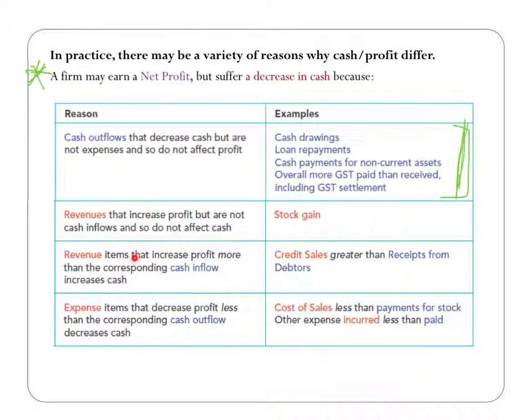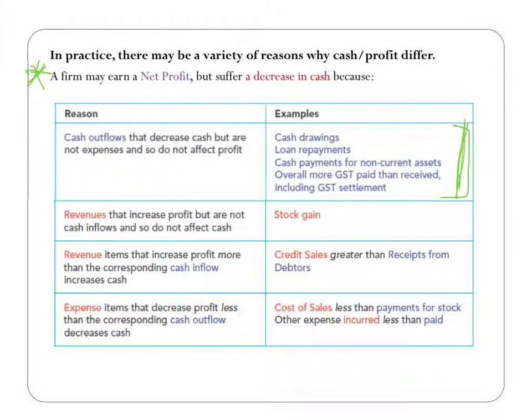All right, next line. Revenue items that increase profit more than the corresponding cash inflow increases cash. In this case, the example I want to give is credit sales may be greater than the actual cash receipts from debtors. So this will increase profit more than the corresponding cash flow increases cash.